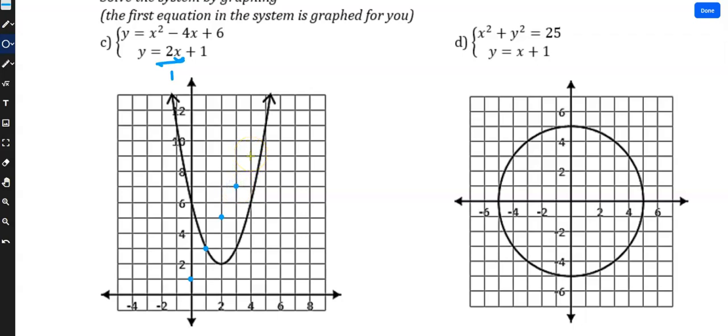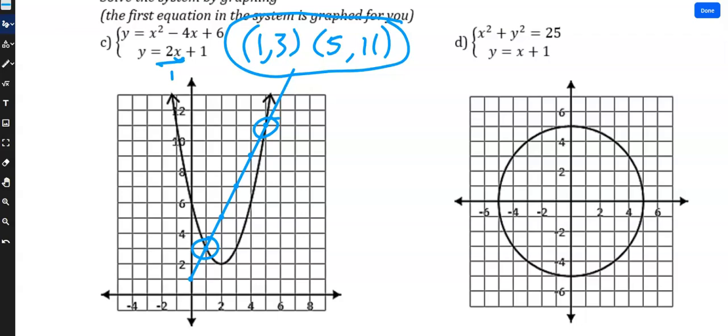You're going to see that this thing is going to cross multiple spots, not just one spot. So we're drawing our line. And it's crossing at 2 spots. So we know that we have a solution here and a solution here. Both of them must be the answers to my questions. So 1, 3, and 5, 11.